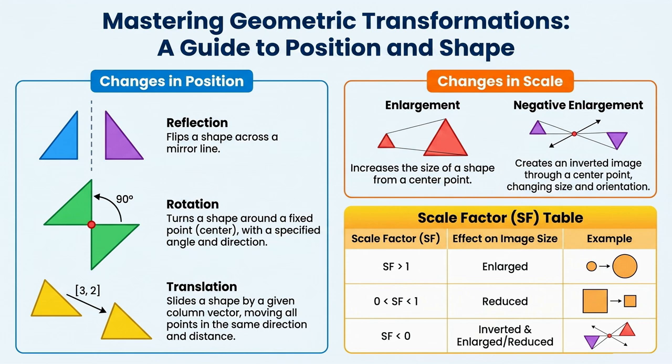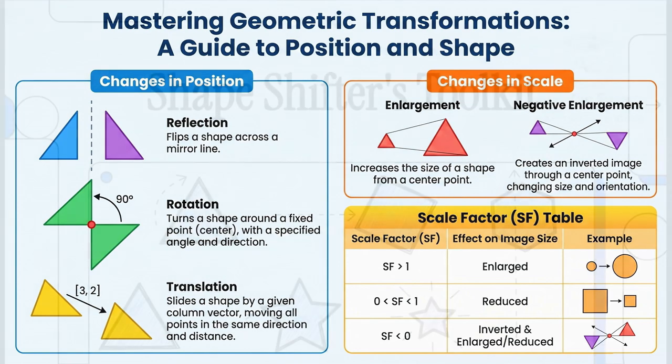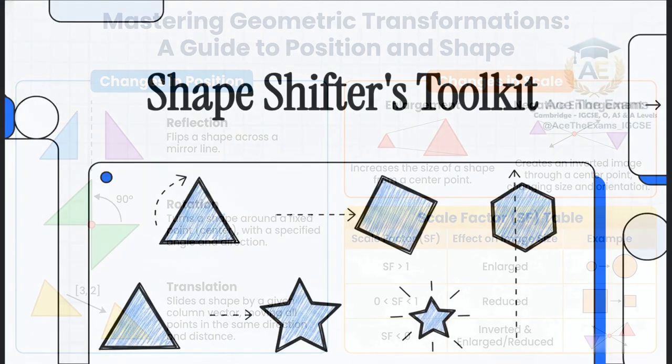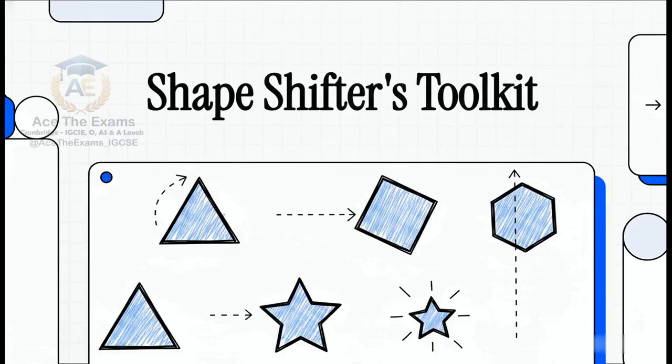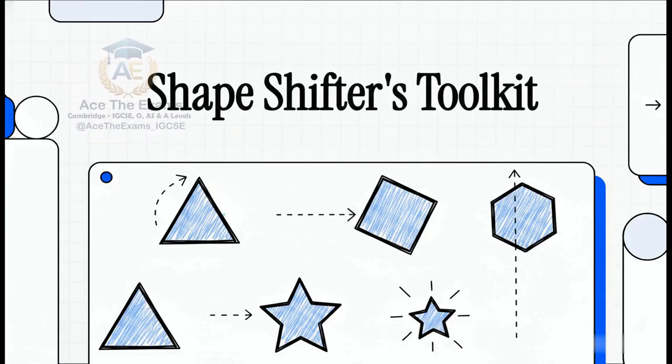All right, let's dive straight into this explainer. Today, we are unlocking the exact mathematical toolkit you need to manipulate shapes across a coordinate grid. And more importantly, we're going to look at the warning signs and common pitfalls that absolutely sink grades in Cambridge 0580 exams. You could think of this as the Shapeshifter's Toolkit. We are going to decode the specific rules that govern how shapes move, flip, turn, and grow, so you can lock in those top marks.